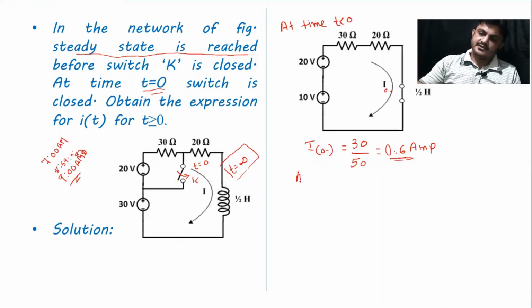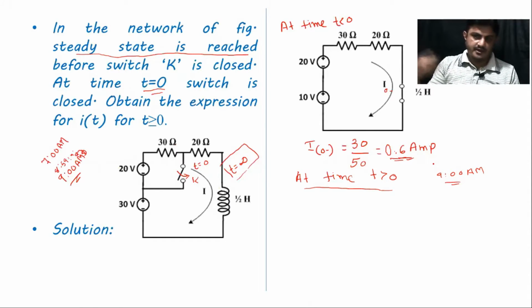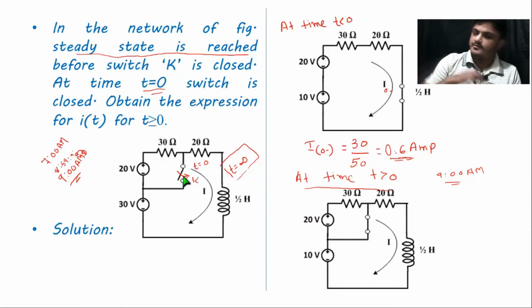Now let us consider the situation at time t greater than 0. Let us say at 9 a.m. you are doing the switching, and now we are considering just a few seconds after 9 a.m. You close this circuit, and when you close the circuit, your equivalent circuit looks like this.